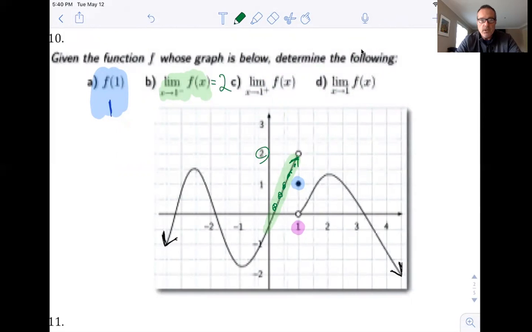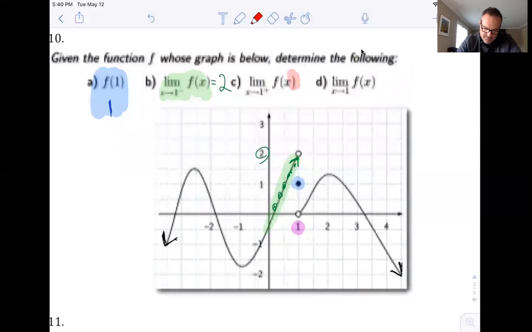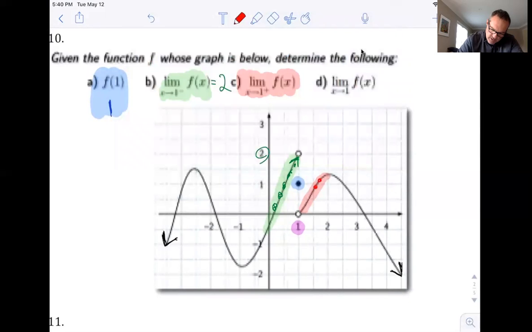Okay, look at number, I almost said number 3. Letter C, right? Pick a new color here, and let's go red. It says the right-hand limit at 1. So I cruise into x equals 1, but from the right side of the graph. That's those points right there. So as I get closer and closer to x equals 1, where do the y's go? They're going right here. What's the y value there? It's 0. The right-hand limit is 0.